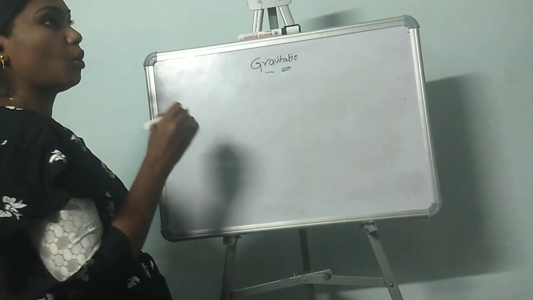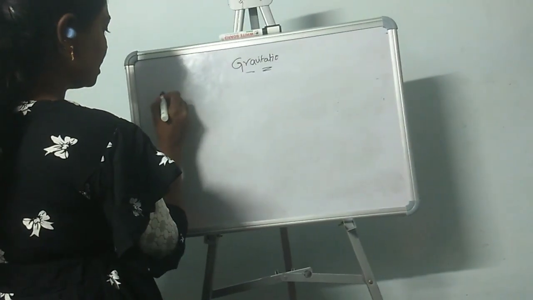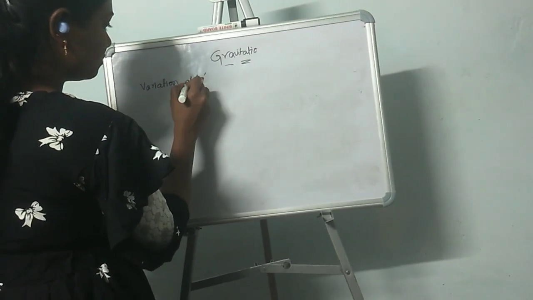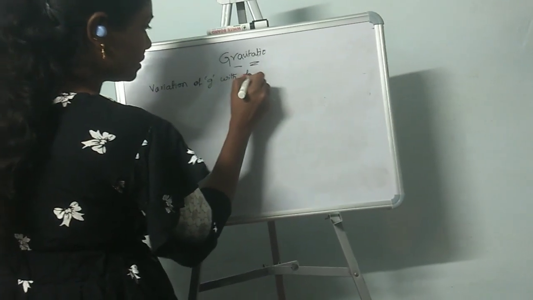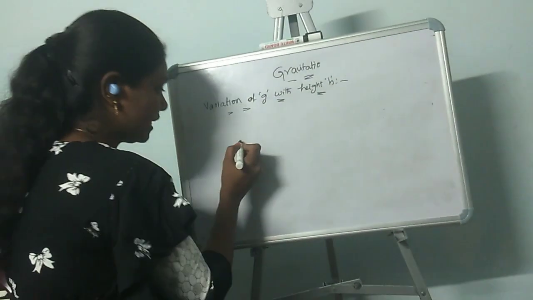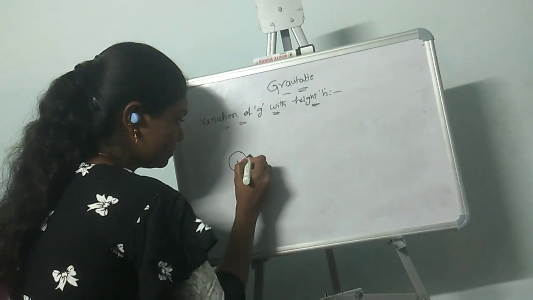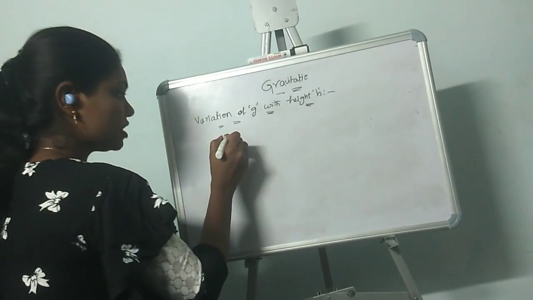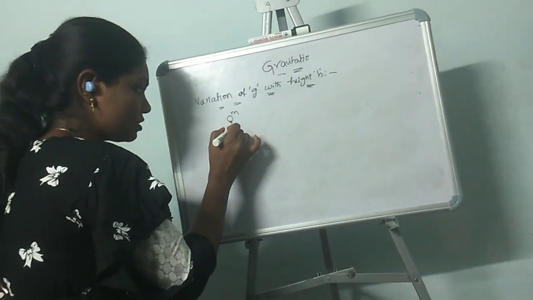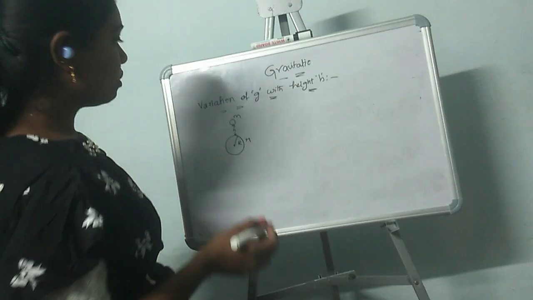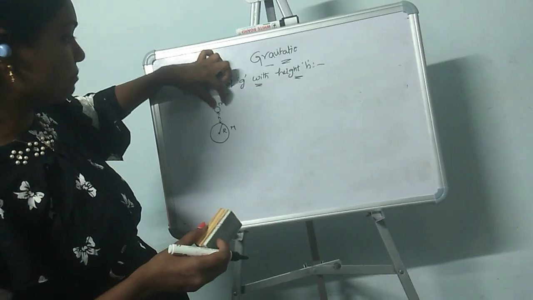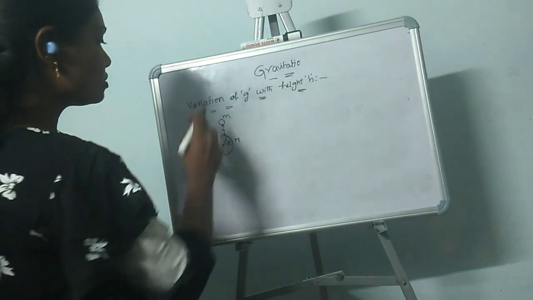After that, acceleration due to gravity, variation of g with height. We take the mass of the Earth M, with radius R. We place a small mass m at a height h from the surface of the Earth. So we find the acceleration due to gravity of the mass m at a height h from the surface of the Earth.